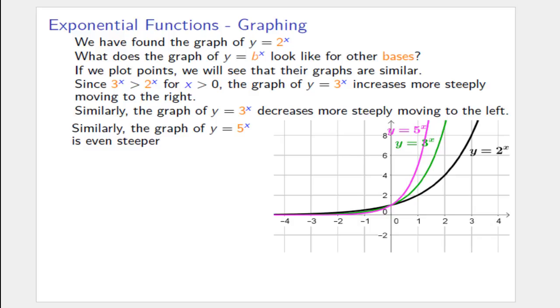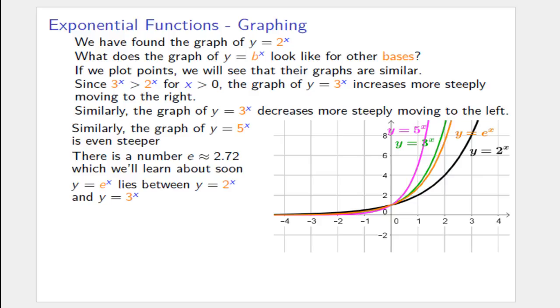At this time, it's worth pointing out that there is a number e, which is roughly 2.72, which we will learn about soon. y equals e to the x is going to lie between the graphs of y equals 2 to the x and y equals 3 to the x, because 2.72 is between 2 and 3. Now, in all of our examples so far, we have looked at our base b bigger than 1. But the only restriction we have on b is that it's bigger than 0. So what if b is less than 1, but still bigger than 0?